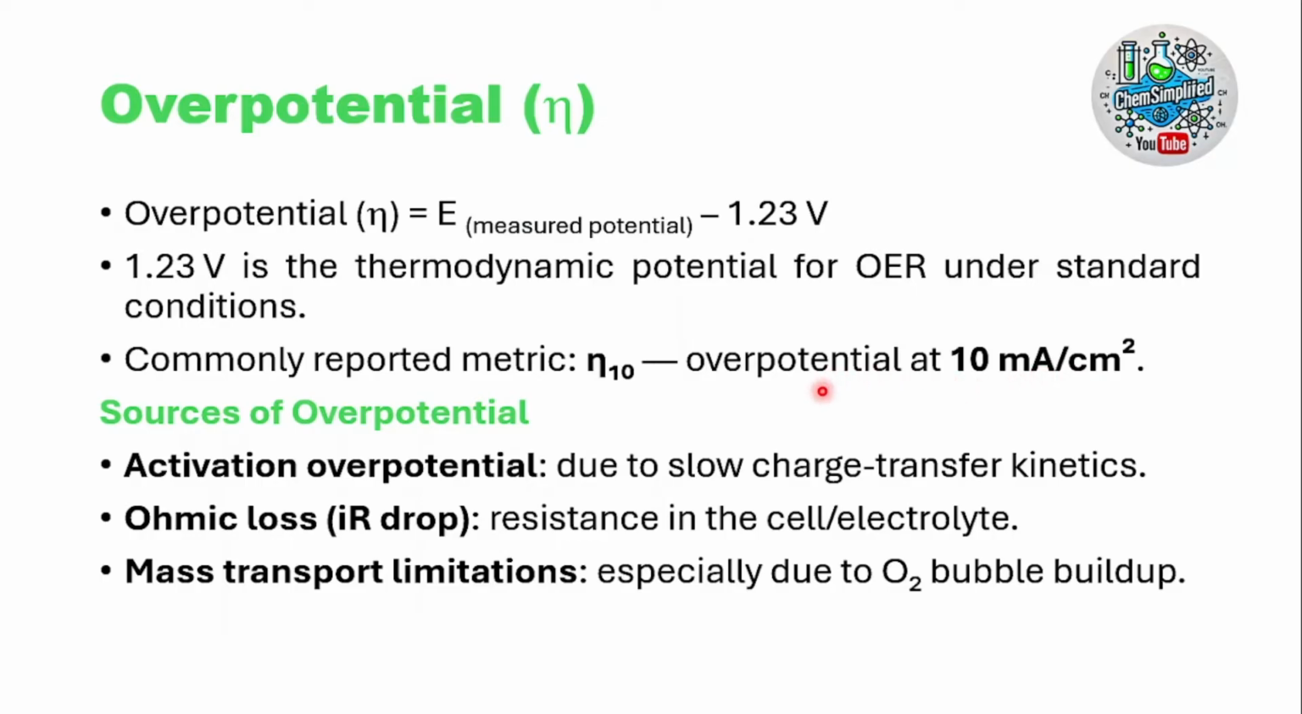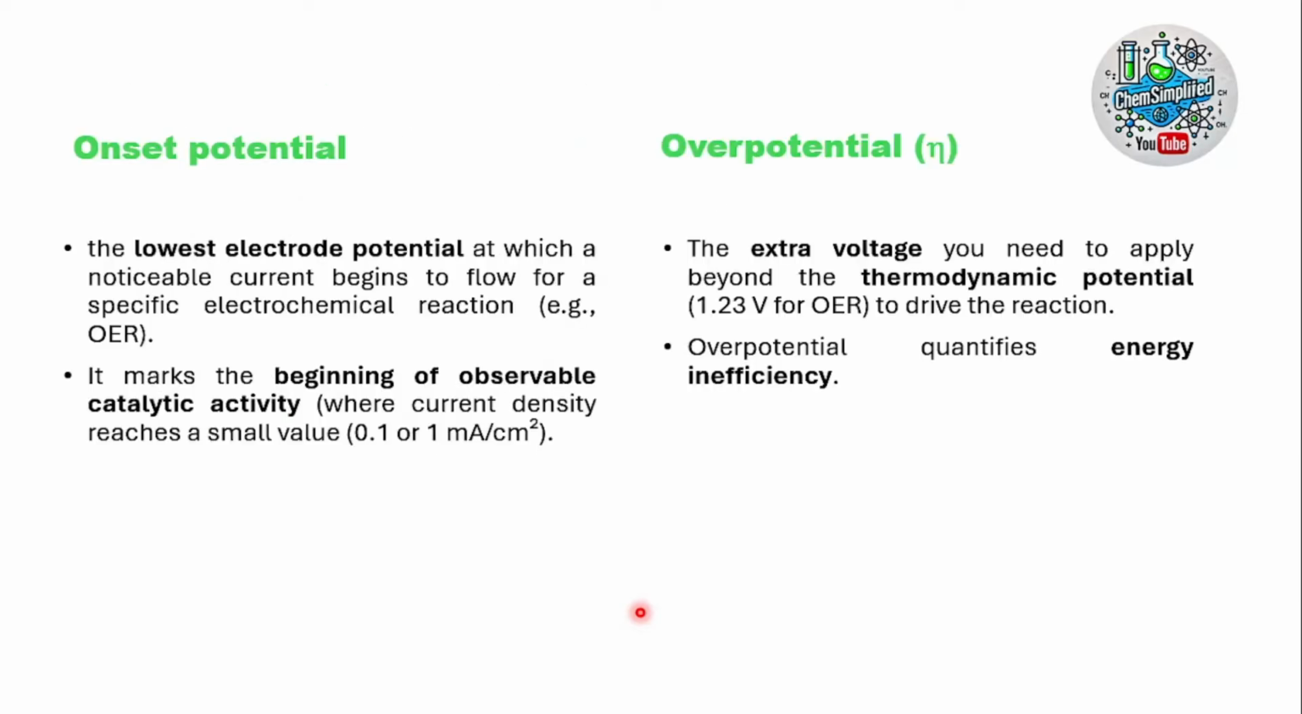And then what are the sources of this overpotential? Due to the slow charge transfer kinetics, there is activation overpotential, ohmic losses like the resistance in the cell and electrolyte and electrode-electrolyte interface, and the mass transport limitations that are especially due to the oxygen buildup in the experiment.